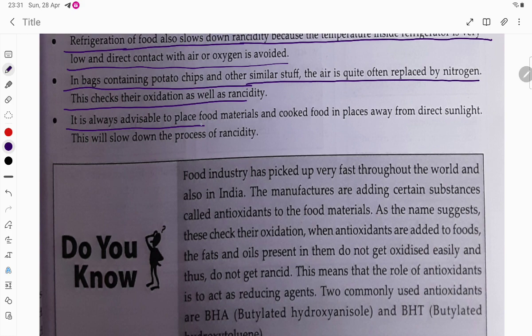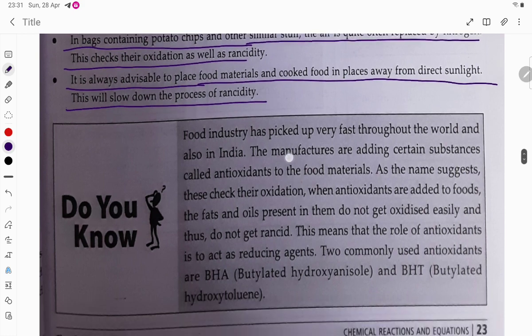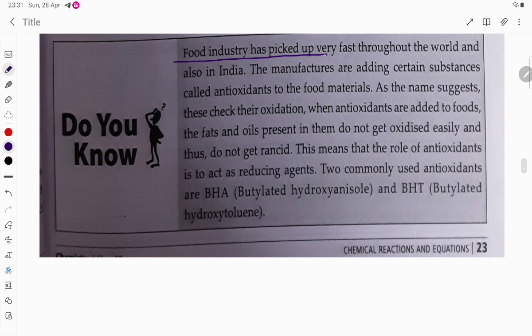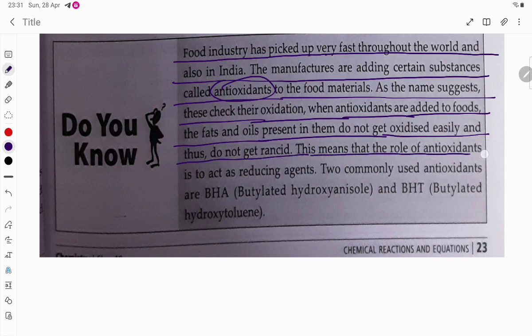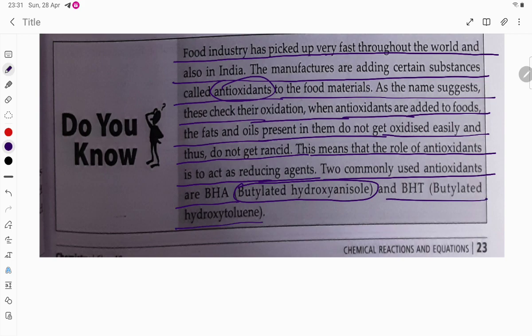It is always advisable to place food material and cooked food in a place away from direct sunlight. This slows down the process of rancidity. The food industry has picked up very fast throughout the world and also in India. The manufacturers are adding certain substances called antioxidants to the food material, as the name suggests, to check their oxidation. When antioxidants are added to food, the fat and oil present in them do not get oxidized easily and thus do not get rancid. This means the role of an antioxidant is to act as a reducing agent. The two commonly used antioxidants are BHA, butylated hydroxyanisole, and BHT, butylated hydroxytoluene.